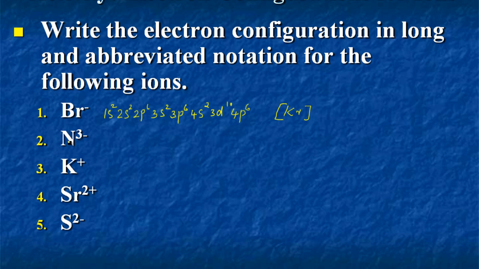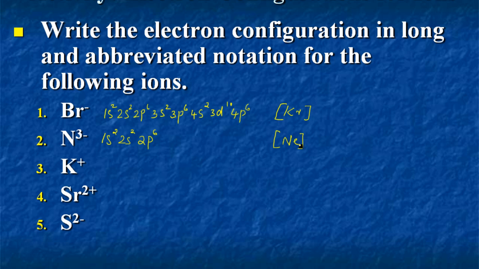Now let's do N3 minus. Nitrogen is number 7. 3 minus means how many electrons? 10 electrons. So we have to go all the way up to 10 electrons. So 1s2, 2s2, you have 4, 2p6, which is the same as neon. So the abbreviated one will be Ne in square brackets.